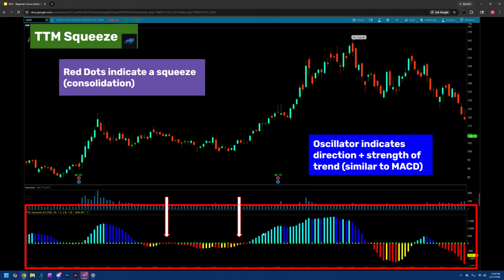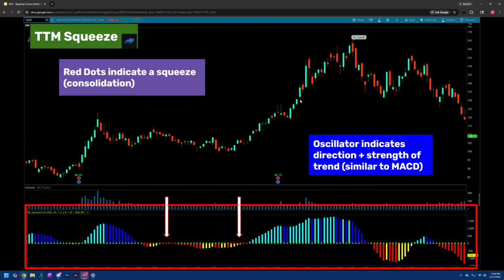So what you can kind of see here is we have a couple red dots, and then the dots turn to green, and then we have the blue histogram trending up, and that's kind of when the squeeze, they call it the squeeze fired. And it fired to the upside and kind of indicates that the trend would be up from this point. That's kind of how the TTM squeeze works.